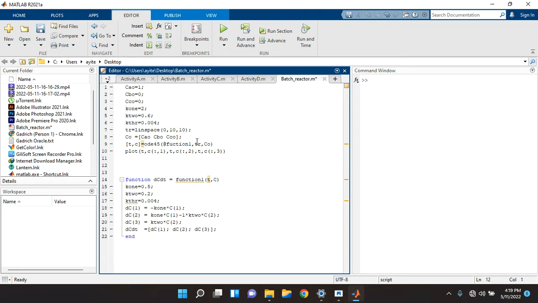And then this tr here, this tr is the time that our function is going to use to integrate these 4 DEs, or to solve these 4 DEs. In this case, Sir solved only 2. He was solving only for 2 concentrations. So he solved using 3 differential equations. We are solving for 4 differential equations. So this TR is the time that you're going to use.